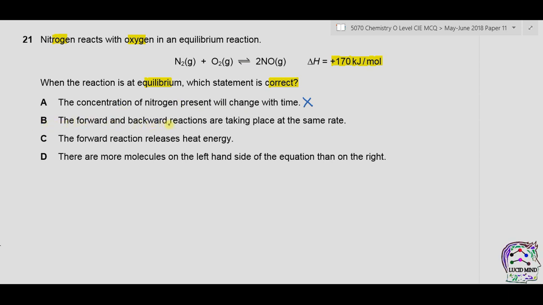B, the forward and backward reactions are taking place at the same rate. This is true because at equilibrium, the rate of forward reaction is equal to the rate of backward reaction. C, the forward reaction releases heat energy. Now we can see that the reaction is overall endothermic. It means that the forward reaction is endothermic, so the forward reaction absorbs heat energy.